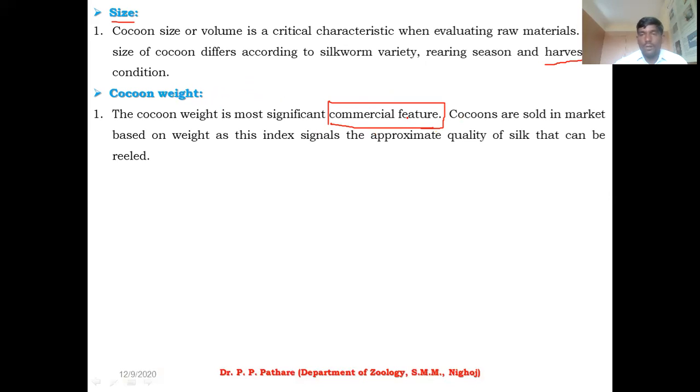Weight is very important. Cocoons are sold in the market based on weight, as the index signals the approximate quality of the silk that can be reeled. Do you understand? This is very important, because if you can produce 100 kg of cocoon, you get whatever your price is.